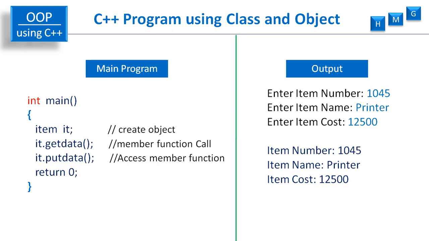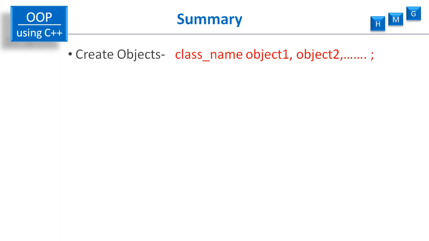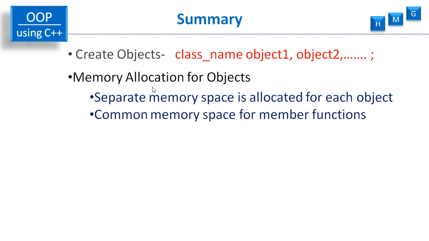Now in this video we learn how to create an object. The object is created as class name followed by the name of the object, a list of objects ending with a semicolon. Then we learn how the memory is allocated for objects. In that we learn separate memory space is allocated for each object. If there are multiple objects, every object has its own memory space. Then for member functions there is a common memory space.